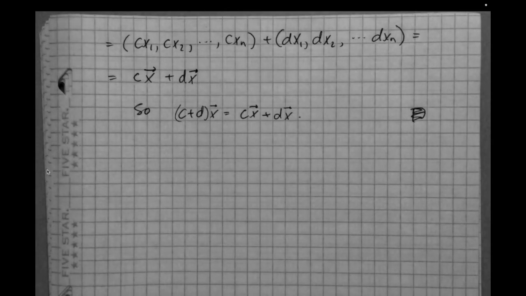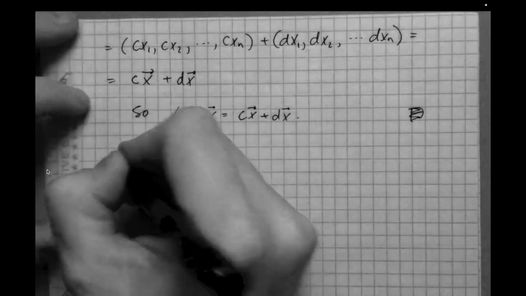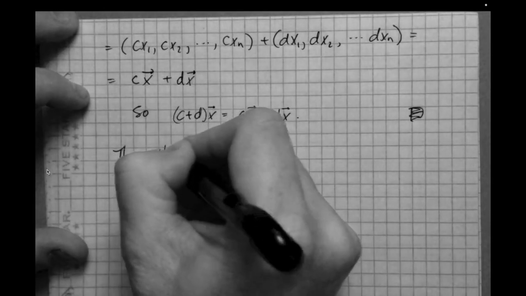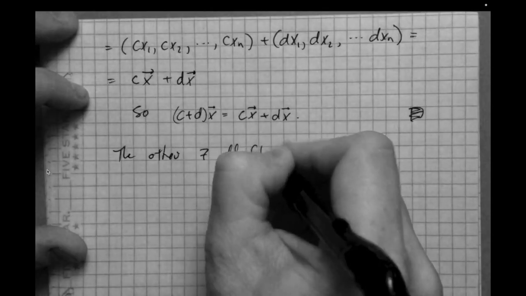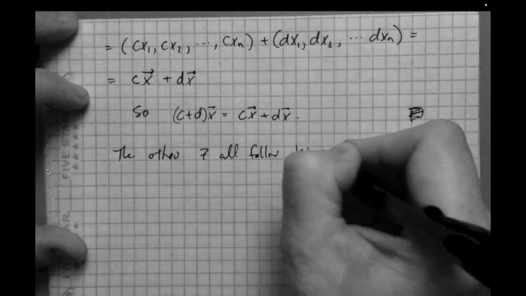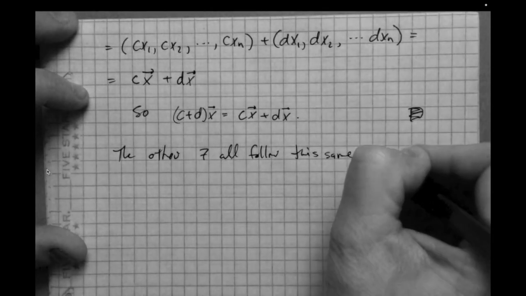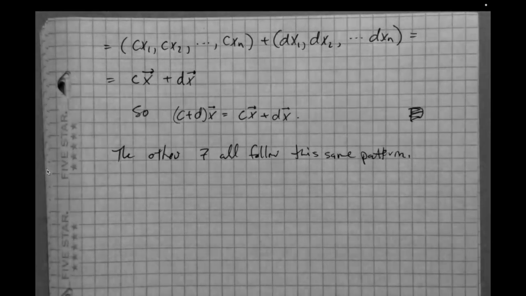And a lot of the other 7 properties that we just looked at all follow kind of the same pattern. So I'll just say the other 7 all follow this same pattern. Started with the one side and derived to the other side. Okay. All right. Very good.